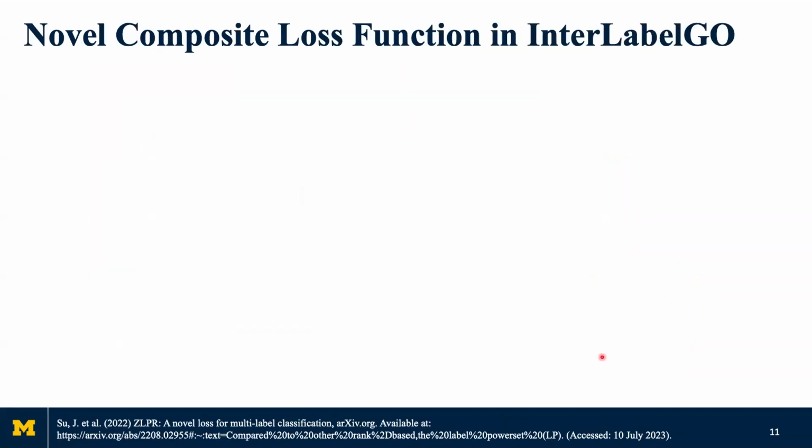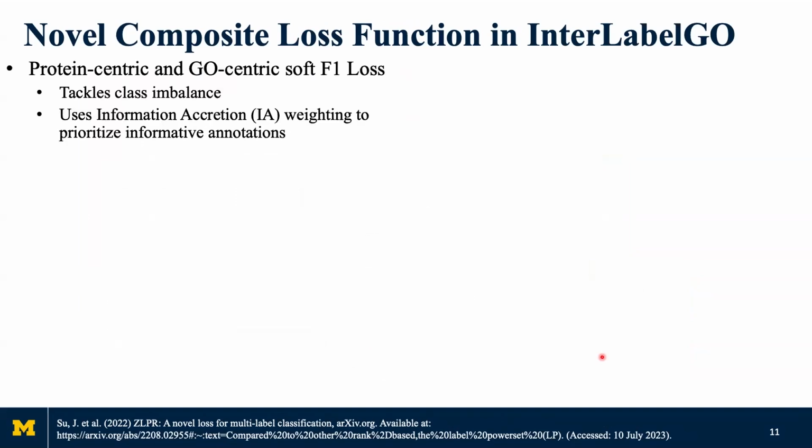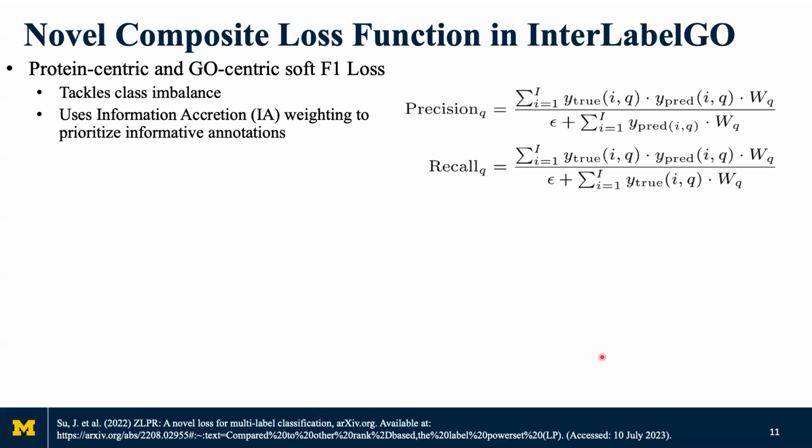For the novel loss function, first we employ protein-centric and GO-centric soft F1 loss. This would address the class imbalance issue by balancing precision and recall for both individual proteins and GO terms. Such a setting teaches the model not to focus solely on frequent classes, and we enhance this by applying information accretion. I will discuss this concept later, but basically, it represents the information carried by each GO term.